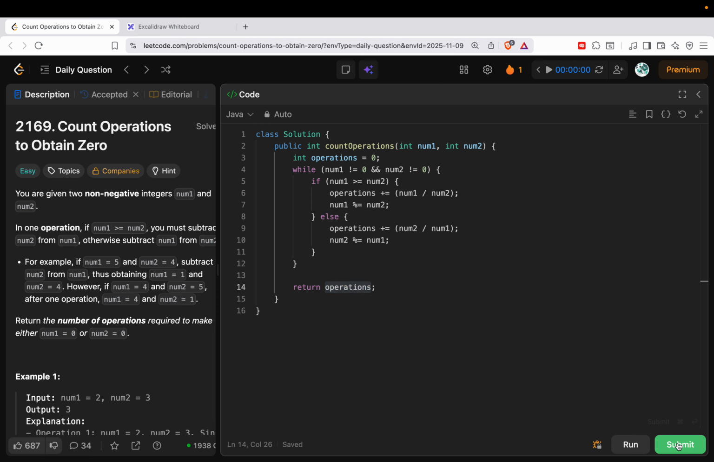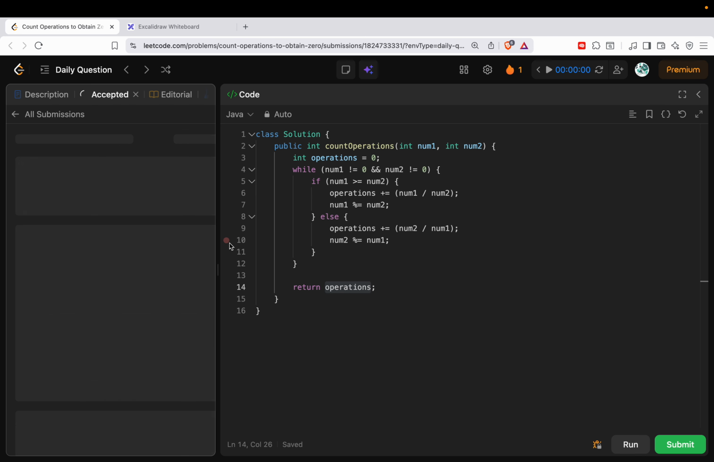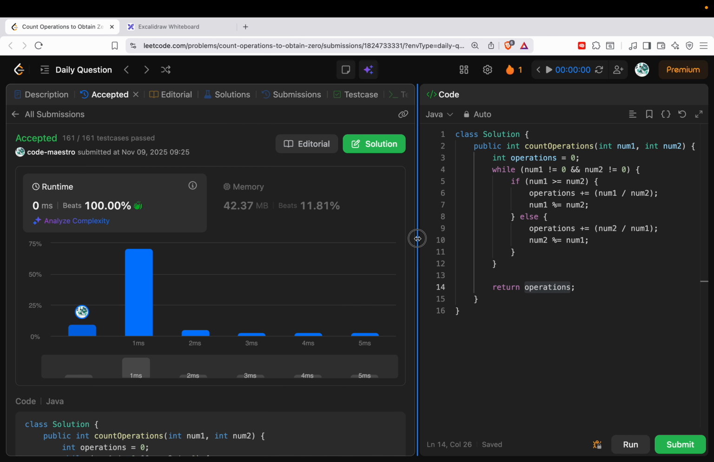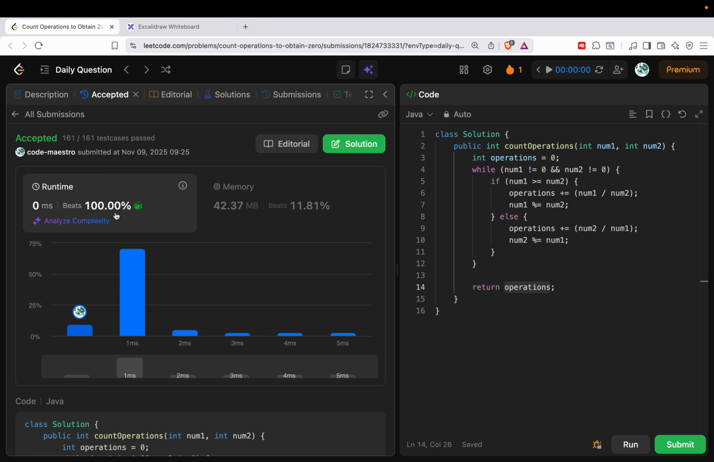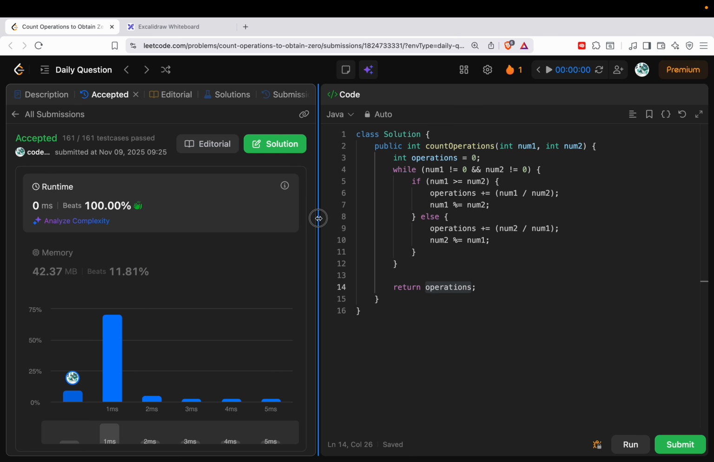Let me submit this problem. As you can see, it is pretty efficient. It has beaten 100% of the solutions. So that's all about this problem.